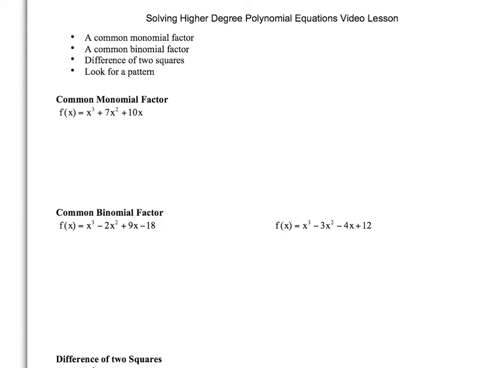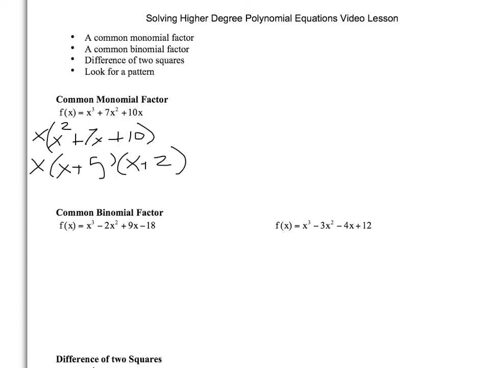And I can see here that the GCF is an x. So I take it out. If I take it out of the x cubed, I'd be left with an x squared plus 7x plus 10. Then I further look to see if I can factor it further. And I do see that it factors to x plus 5 and x plus 2.